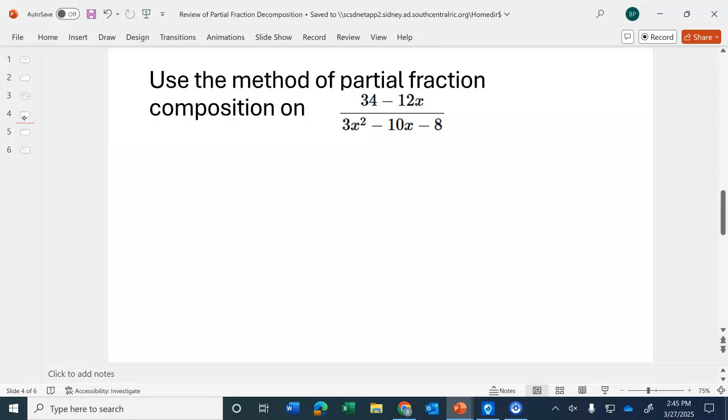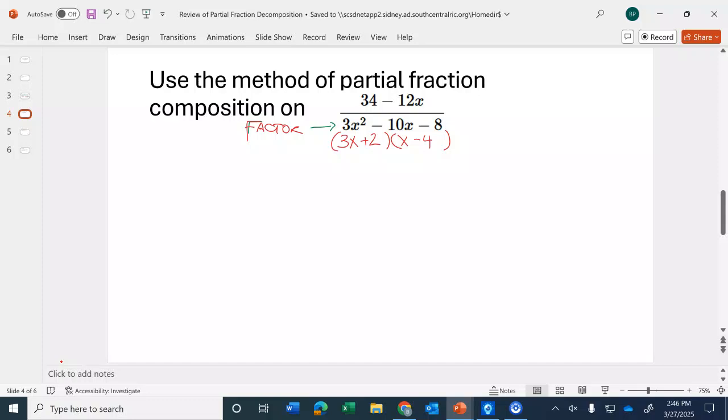So how do we actually do that? We're going to use the method of partial fraction decomposition to simplify this expression. First things first, we need to factor the bottom. We need to break down the denominator into those two component parts, and that you've become pretty proficient with so far. To factor that denominator turns out to be 3x plus 2 and x minus 4.